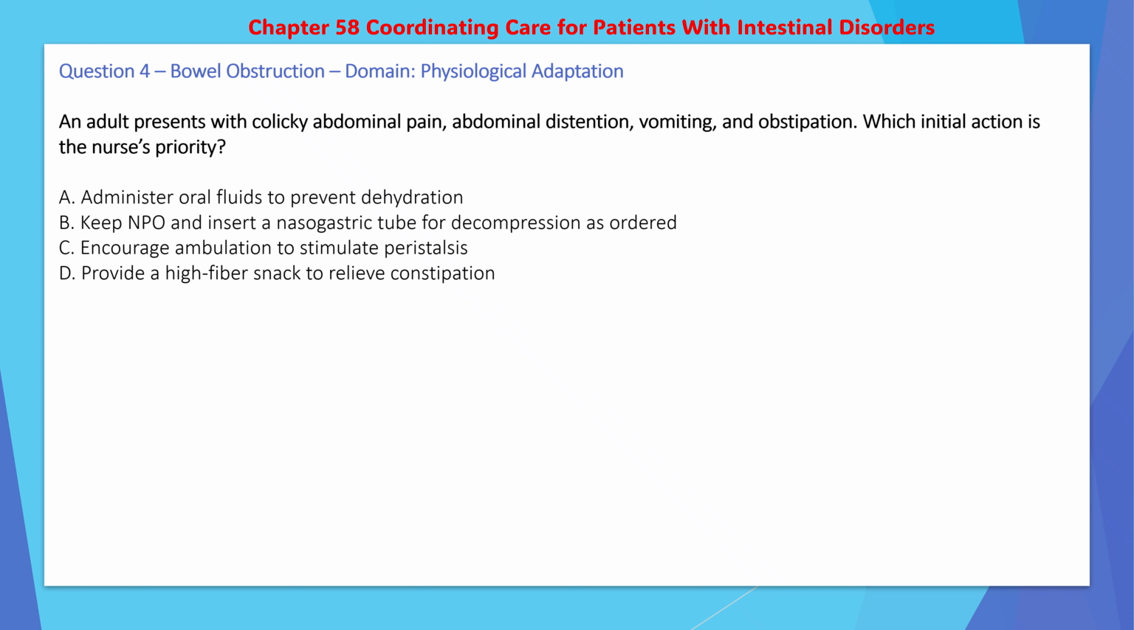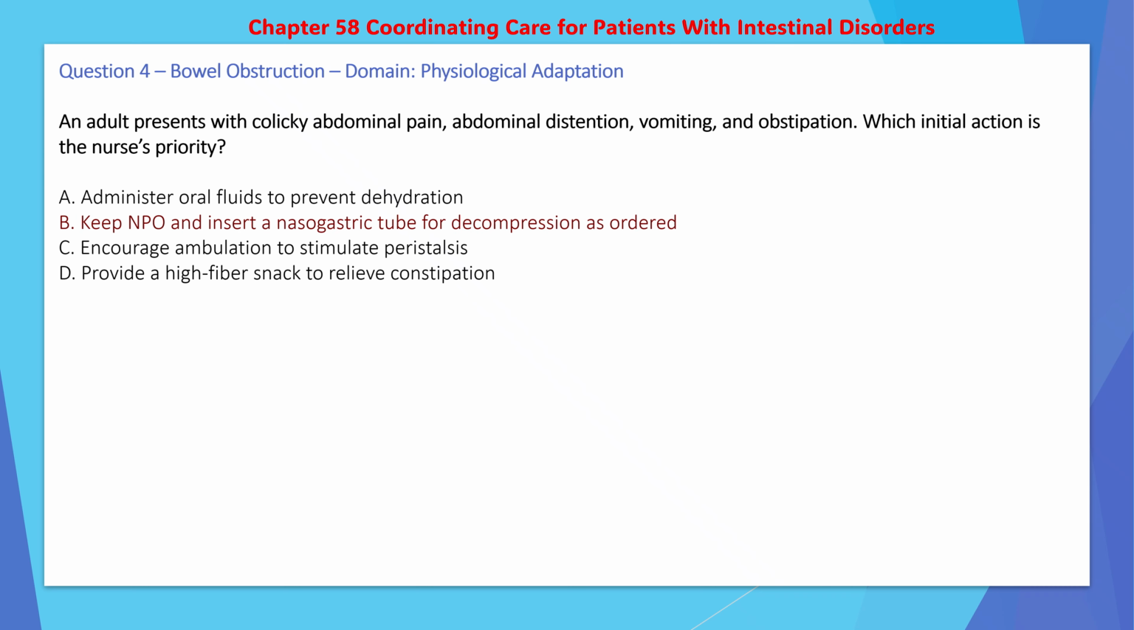Now we are in much easier questions. So question 4, bowel obstruction, psychosocial adaptation. An adult presents with colicky abdominal pain, abdominal distension, vomiting, and obstipation. Which initial action is the nurse's priority? Administer oral fluids to prevent dehydration. Keep NPO, insert the NG tube for decompression as ordered. Encourage ambulation to stimulate peristalsis. Provide a high fiber snack to relieve constipation.